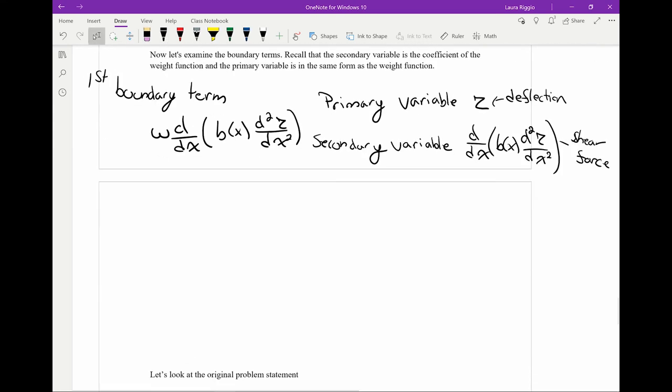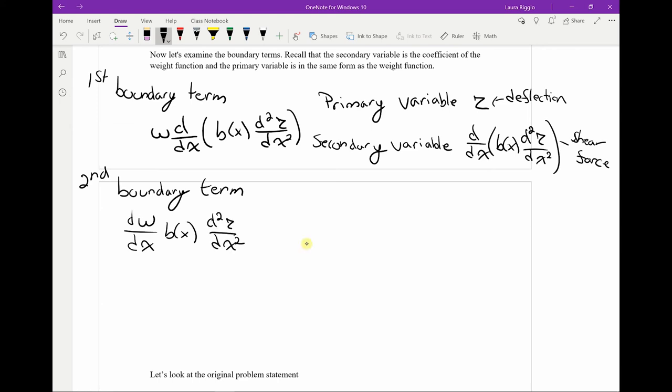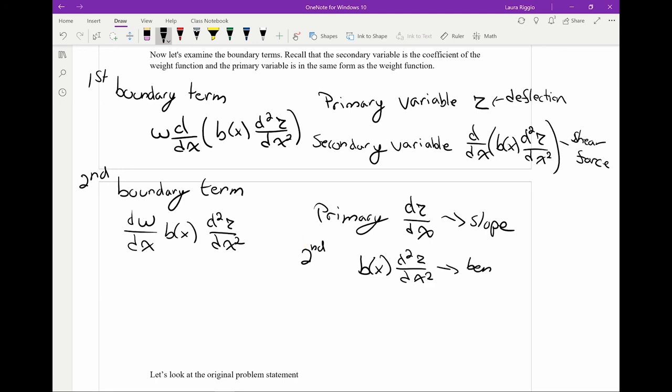So we have our second boundary term. It's dw/dx times b(x) d squared z/dx squared. So this time our weight function shows up as a first derivative. So our primary in this case is dz/dx, which is our slope. And our secondary, again, is the coefficient, which is b(x) d squared z/dx squared. And this is our bending moment.